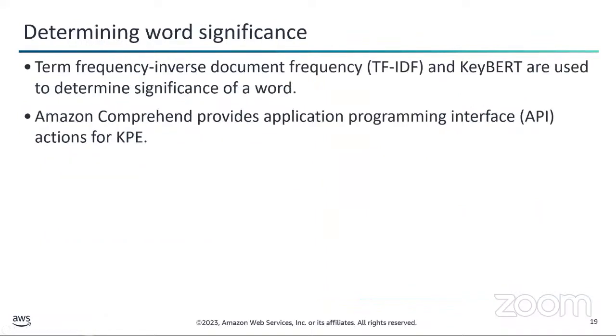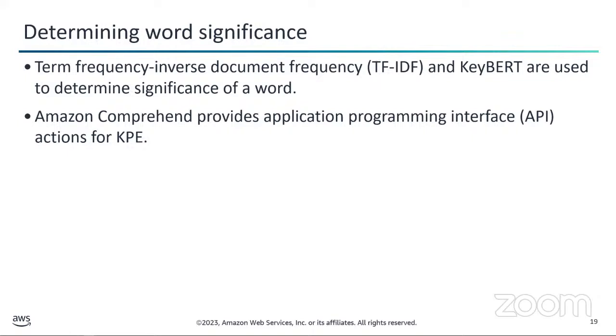And then you determine the word significance, using TF-IDF or another method called KeyBERT. KeyBERT is a minimal keyword extraction technique that uses Bidirectional Encoder Representations from Transformers, or BERT, embeddings. So KeyBERT uses these embeddings to create keywords and key phrases.